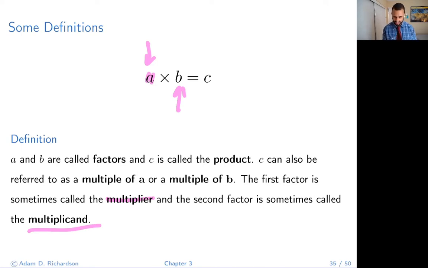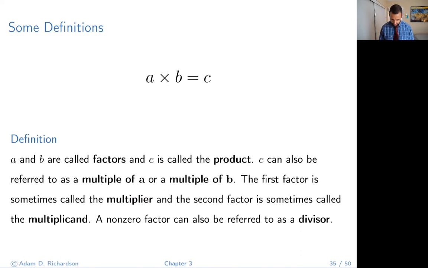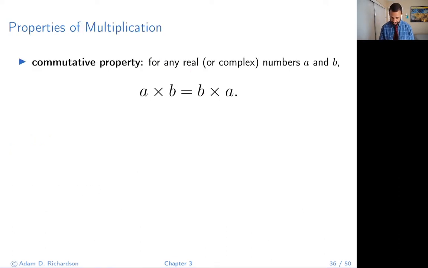Generally, we just call these things factors. So if there's one definition that I want you to take away from this, it's that A and B are called factors. All right? Okay. Oh yeah, a non-zero factor can also be referred to as a divisor. So basically, either of these factors, if they're not zero, could also be called divisors. And we're going to focus on those definitions more in chapter 11, so you'll have another chance to refresh your memory about those things.